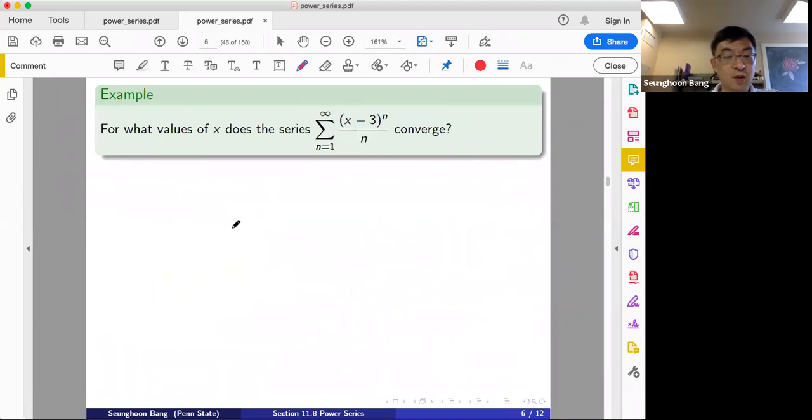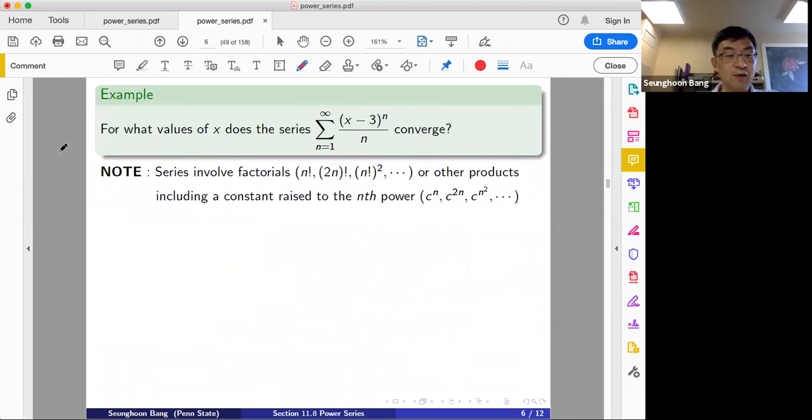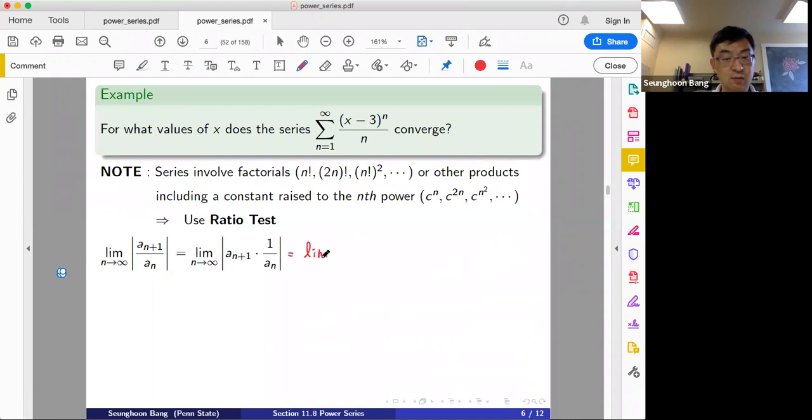The next problem: for what values of x does the series converge? Similar. The series involves, in this case, an (x minus 3) to the power n form. We have a constant to the power n form, so you have to use the ratio test. Similar: limit of a_(n+1) over a_n as n approaches infinity.